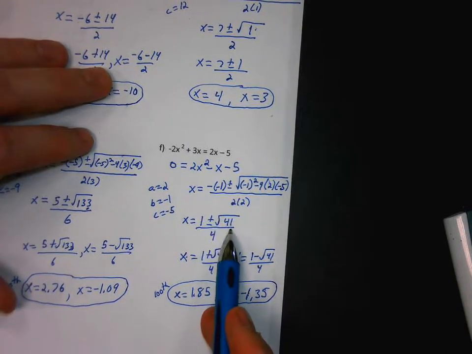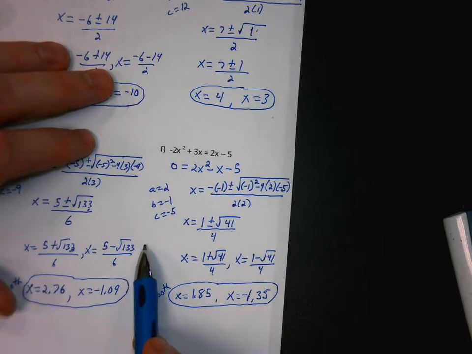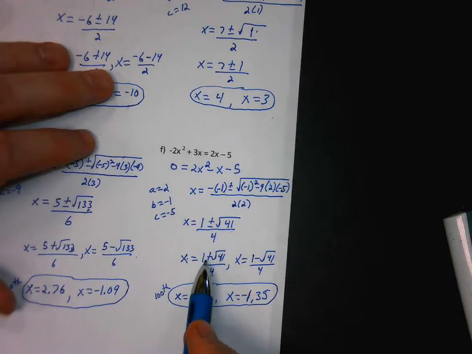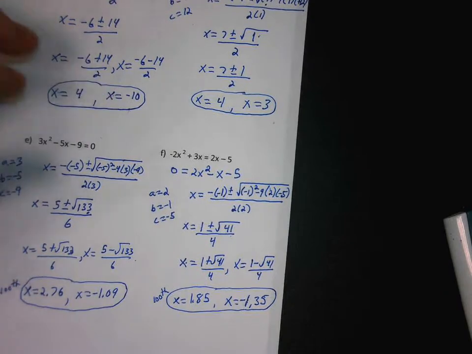And this one ends up with the square root of 41, which, just like the square root of 133, doesn't end up being a nice number. Okay, so you can do the same thing you did on that last question. Put 1 plus the square root of 41 in your calculator, divided by 4, you get 1.85. And for the other answer, you get negative 1.35. Again, those are rounded to the nearest hundredth.